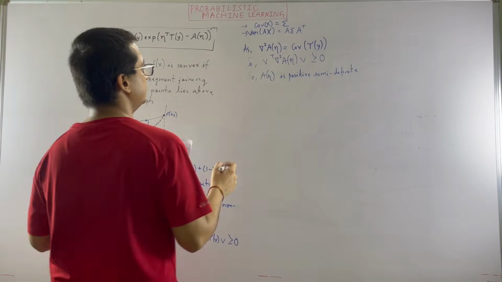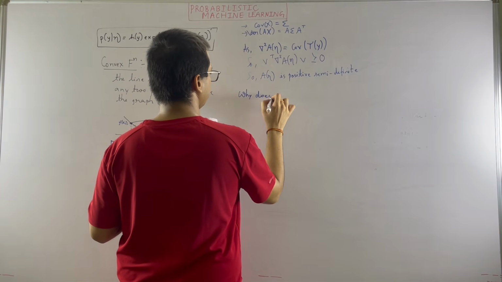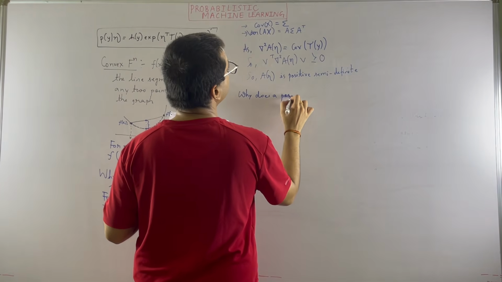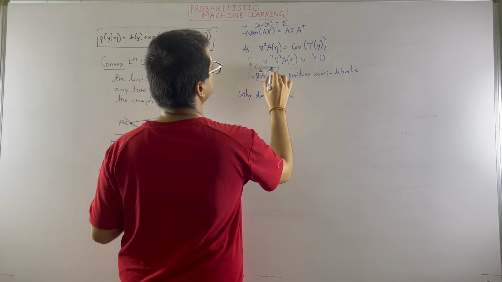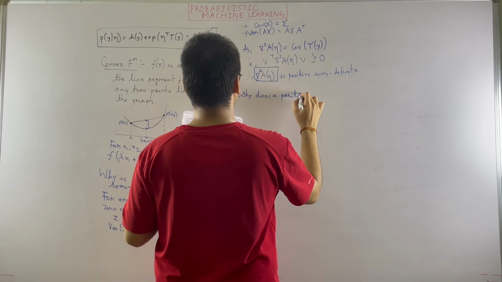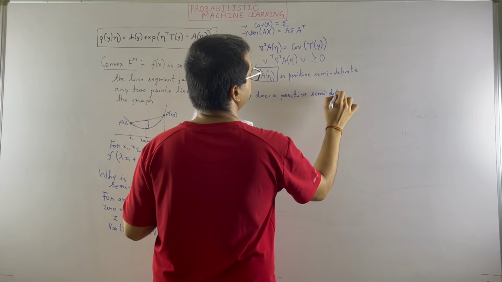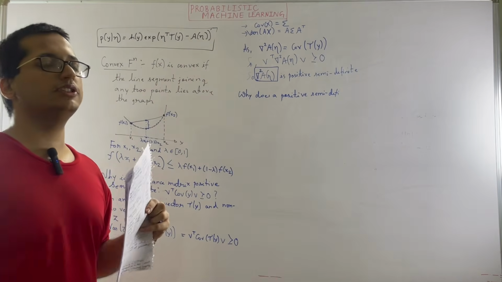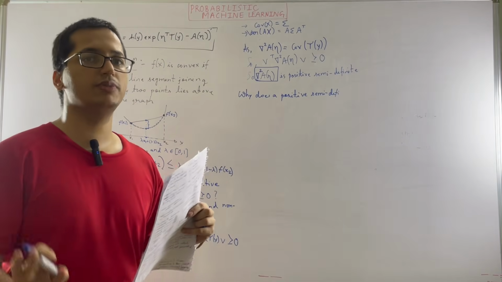Now the next point is: why is del square A of eta positive semi-definite? Why does a positive semi-definite Hessian matter? Because we have to prove it, right? We said that if the Hessian is positive semi-definite, the function A of eta will be convex.